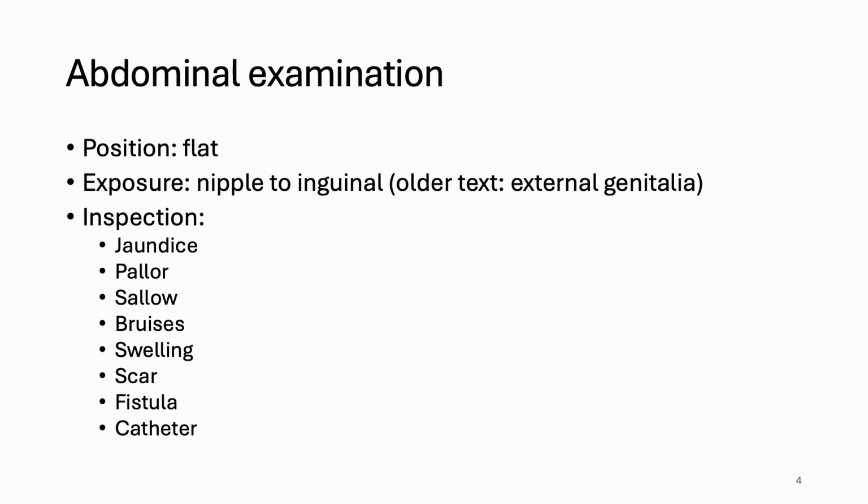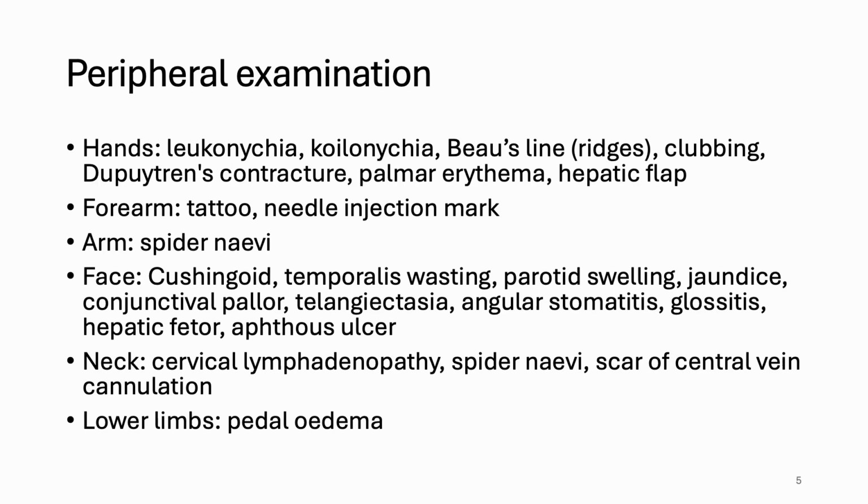On inspection, you should look for jaundice, pallor, sallow appearance, bruising, scar, fistula, or any catheter. So after you have done your inspection screening, you would proceed with a peripheral examination of the abdominal system. From the hand, we should look for leukonychia, which is a white nail, koilonychia, which is a brittle nail, Beau's lines, which are the ridges on the nails, clubbing, Dupuytren's contracture, palmar erythema, and check for hepatic flap.